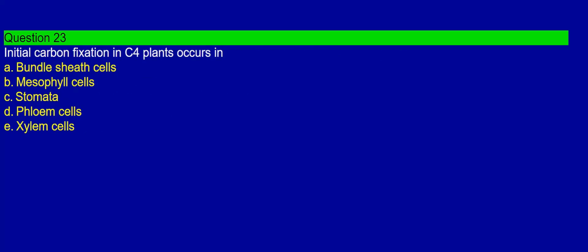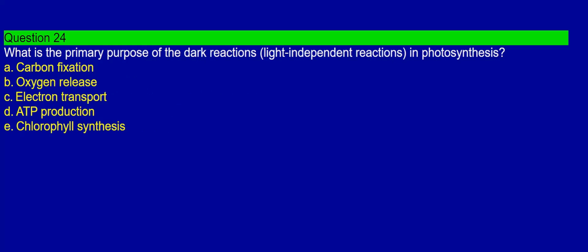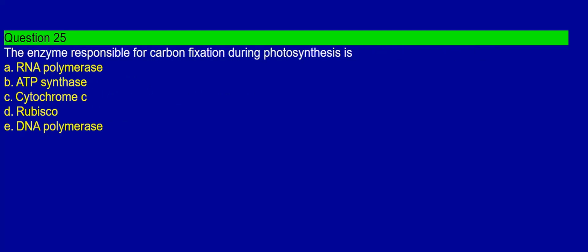Question 23. Initial carbon fixation in C4 plants occurs in. Question 24. What is the primary purpose of the dark reactions, light-independent reactions, in photosynthesis? Question 25. The enzyme responsible for carbon fixation during photosynthesis is.